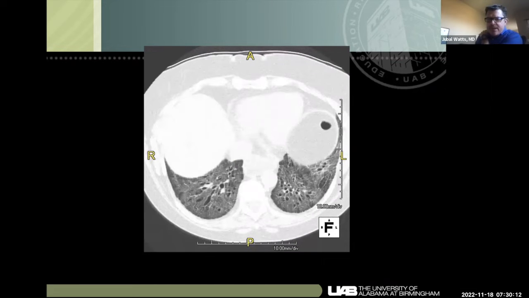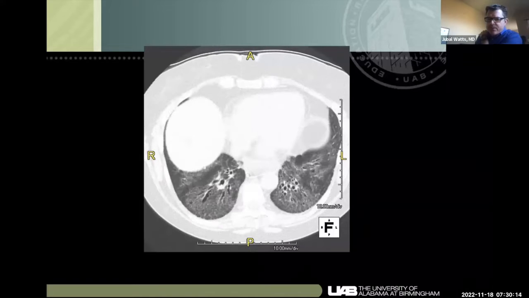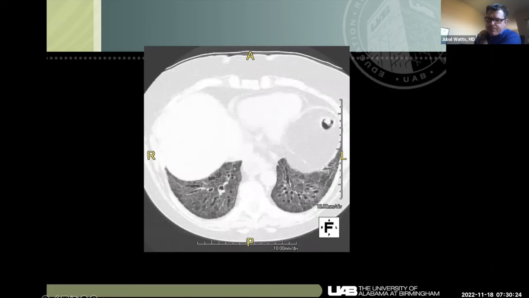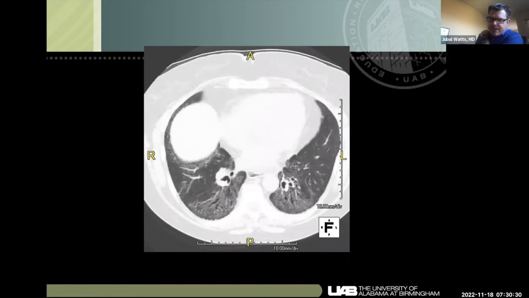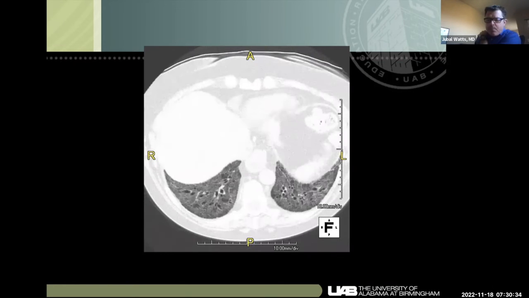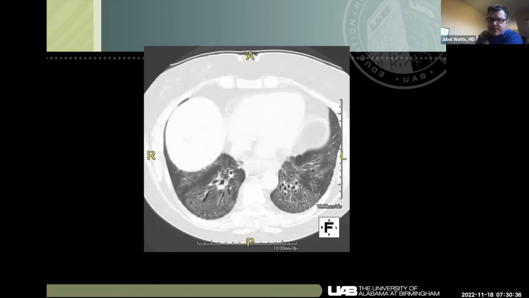So in NSIP, the traction bronchiectasis is a little different than what we see in UIP, IPF, because that starts at the periphery and kind of moves in. So the traction bronchiectasis will always be worse at the periphery. In NSIP, it tends to be more kind of diffuse and homogeneous. You'll see it coming all the way back up to the hilum almost, the same degree of traction bronchiectasis, or at least in the areas of lung that are involved.